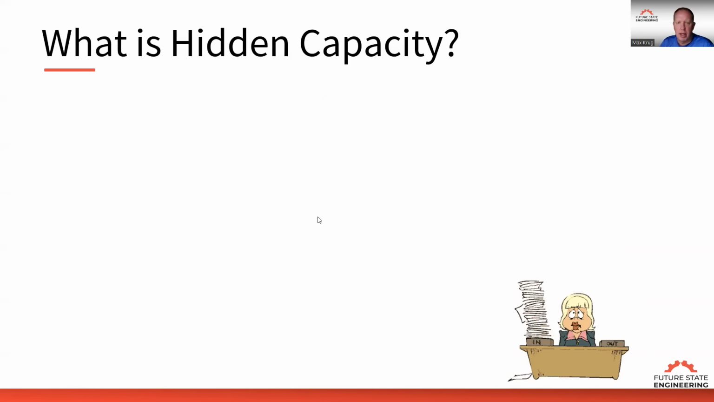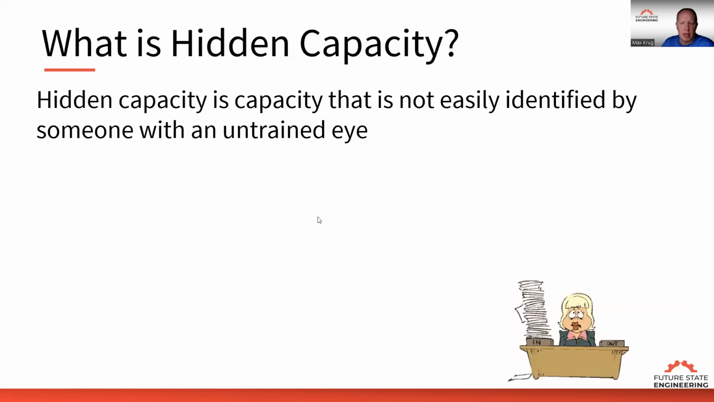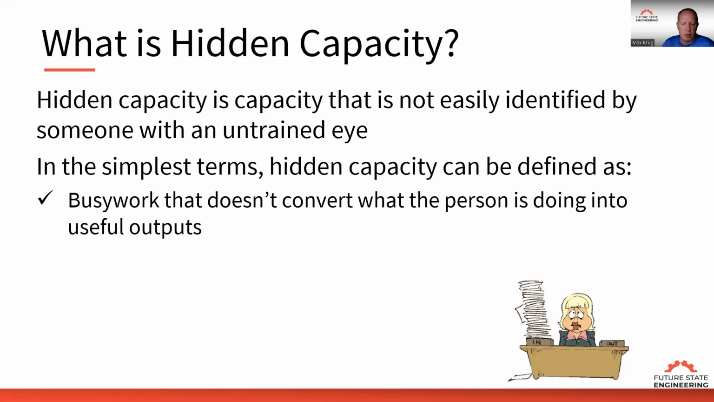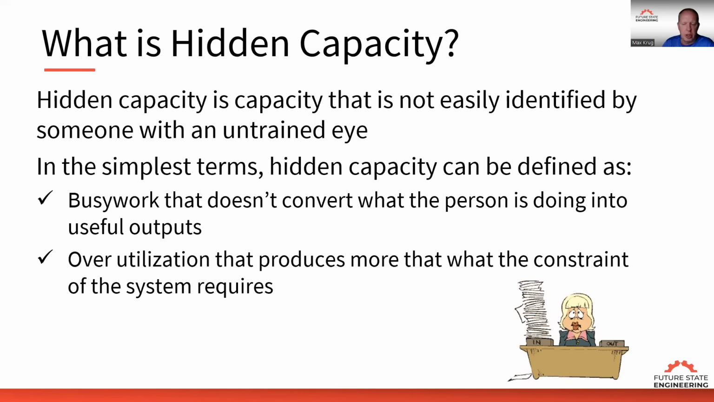So of course, how do we expose hidden capacity? What is hidden capacity? Hidden capacity is not easily identified by someone with an untrained eye. It's very difficult for someone who's untrained to look at a system or a process and understand if there's hidden capacity. In simplest terms, though, it can be defined as busy work that doesn't convert what the person's doing into useful outputs, or overutilization that produces more than what the constraint of the system requires. In most organizations, there's tons of hidden capacity. We need to figure out how to identify that and then most effectively utilize it.